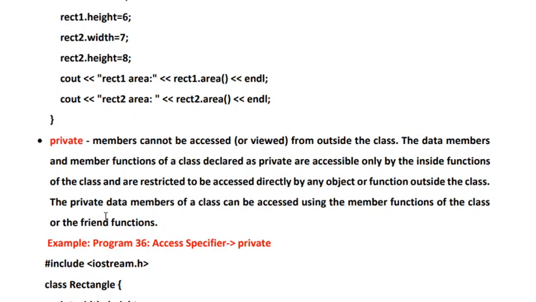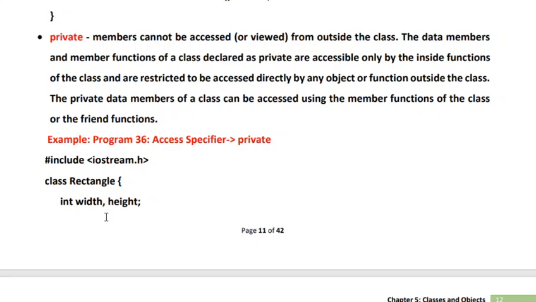Now let us try to understand the private access specifier. Whenever members are placed under the private access specifier, the members cannot be accessed from outside the class. This is a very important attribute of the private access specifier. The data members and member functions of a class declared as private are accessible only by the functions that are inside the class. This is also an important aspect that you need to remember.